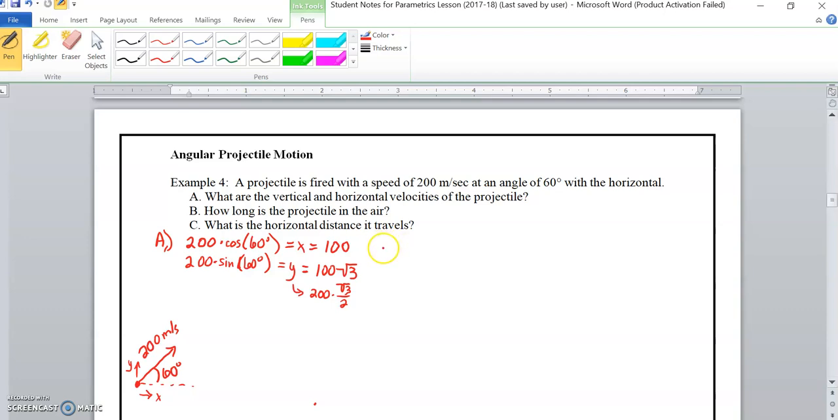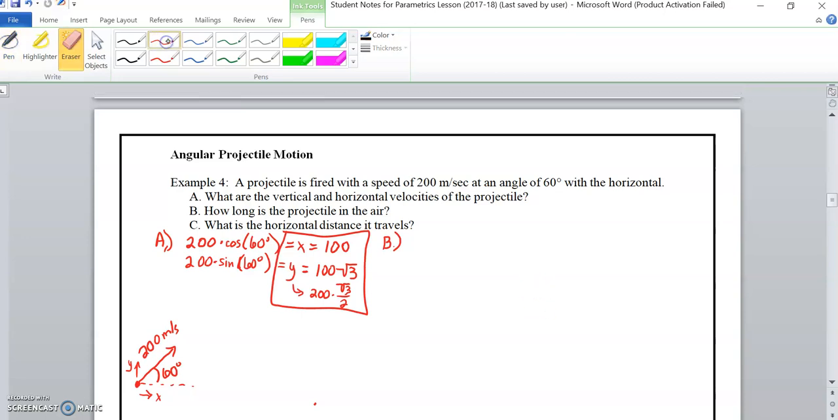B, I guess the x and the y, box that in. So then B says, how long is the projectile in the air? That is exactly like the other problems we've done. We just have an extra component for x and y. So if we look at the traditional, x is equal to 200 cosine 60 times t. Now we don't just say 200t because it's not cosine of 0. We're not shooting horizontally. So our x component is still 200 times cosine of the angle times t. We just have to have 60 in there instead of 0.